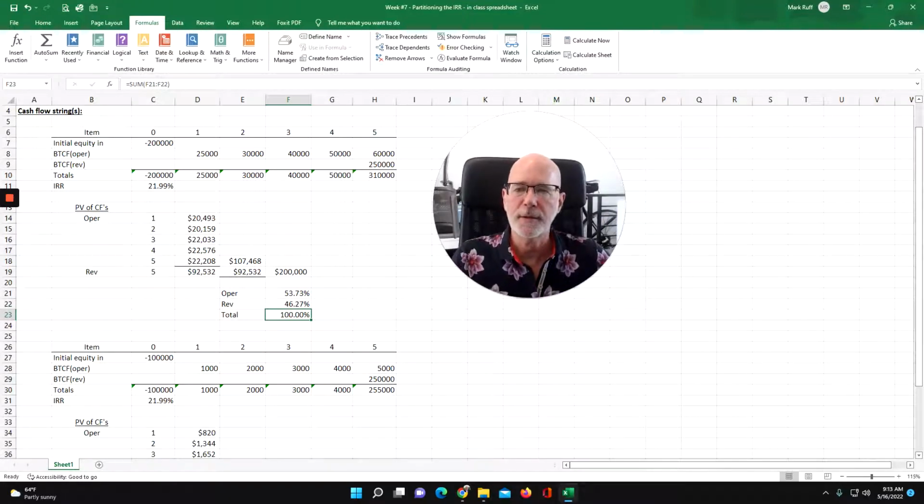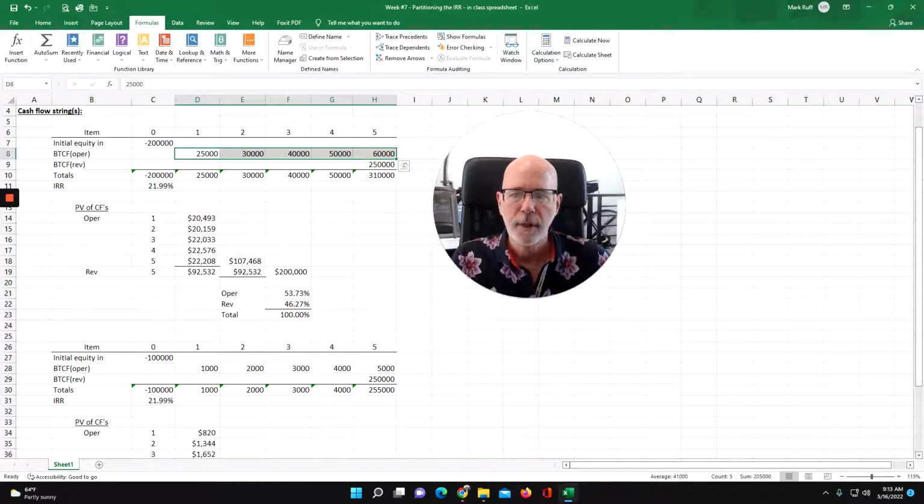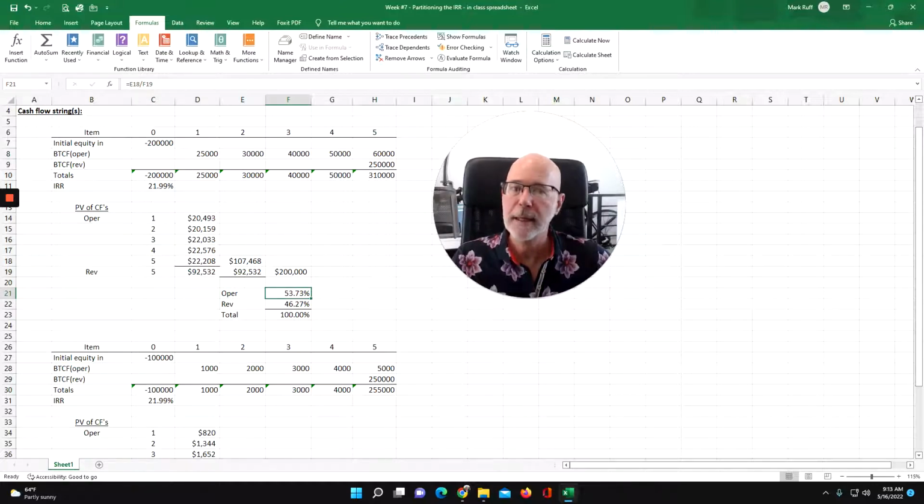All right, so what does this mean? This means that my operating cash flows total 53.73% of my internal rate of return, meaning that this appears to be a very balanced IRR. We're getting about half of our internal rate of return from the operating cash flows and about half from the net cash flow at reversion. This is therefore not a very risky deal.